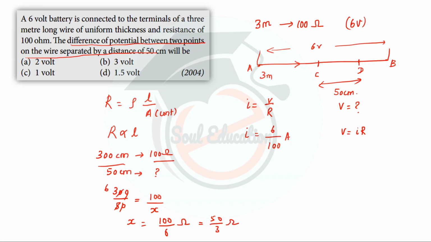So how much resistance is there? Then V is equal to I, which is 6 by 100, into my resistance, 50 by 3. Cancelling the 2s here gives 2 times, and cancelling here gives 2 times. So 2 and 2, here the potential difference is 1 volt. So my answer is 1 volt. Option C is the correct answer. Simple problem only. Okay, right.